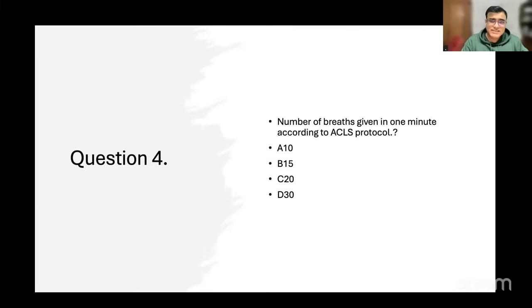Question number 4 is the number of breaths given in 1 minute according to ACLS protocol, and people recalled A 10, B 15, C 20, and D 30. The correct answer is, if you're giving a breath every 6 seconds, it comes to around 10 breaths. So 10 breaths is the correct answer.